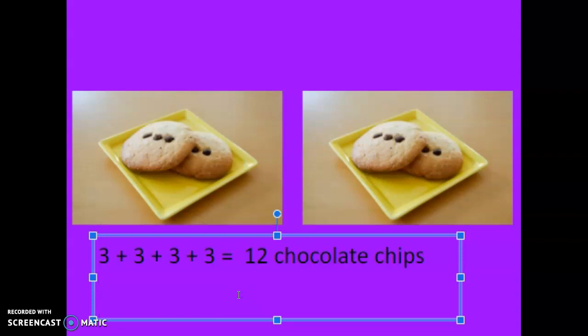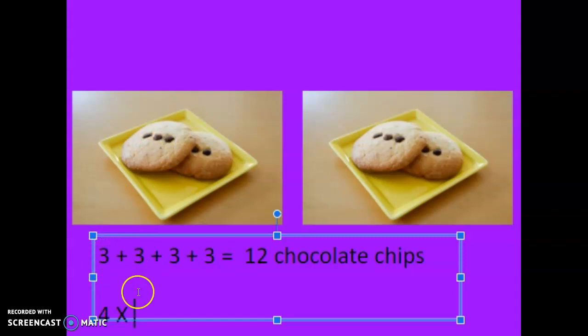I'm thinking I hear some of you saying 4. So we have 1, 2, 3, 4 cookies. So that would be 4 groups. And how many chocolate chips are in each group? So if I'm looking at this group here, how many chocolate chips do I see? I see 3, which is represented by my 3's here.